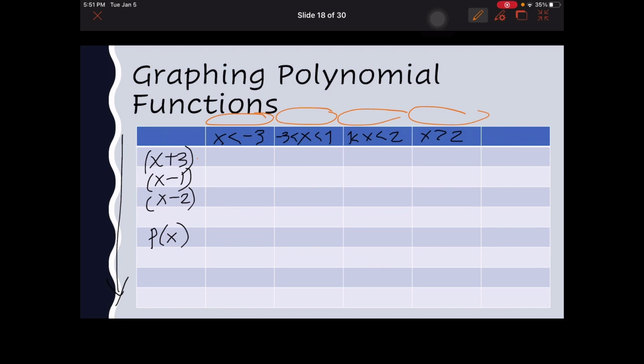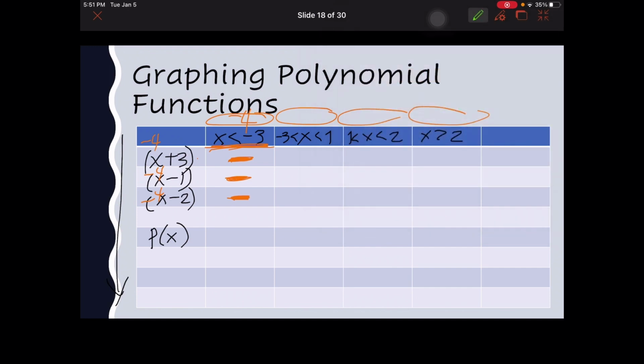Okay? So, halimbawa, ano ba ang mga x that is less than negative 3? Let's say negative 4. Okay? Negative 4 plus 3, that will give you a negative number. Tama? And then, negative 4 minus 1 is a negative number. Negative 4 minus 2 is also a negative number. So, ganyan lang po.